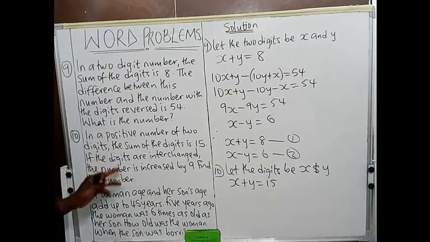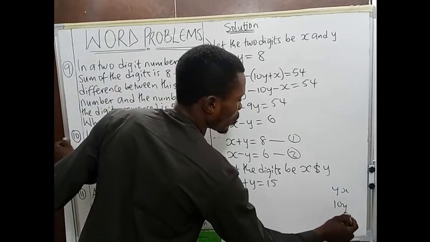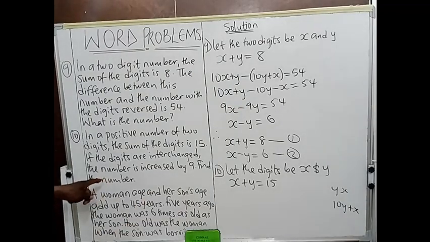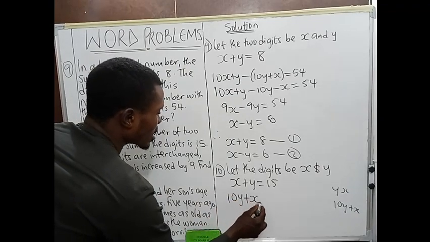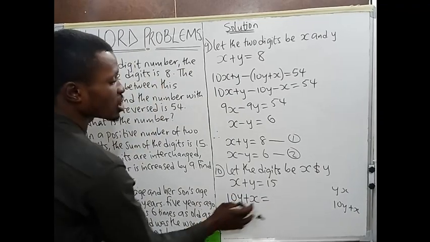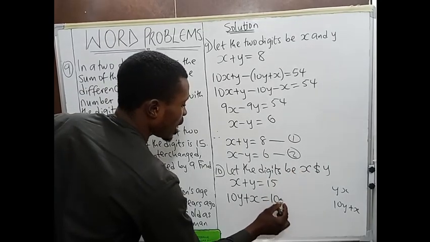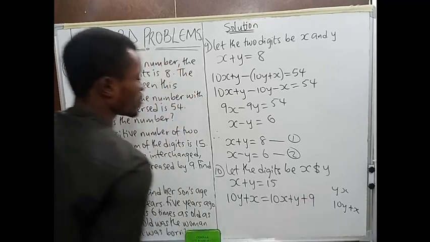Next, we're told that if the digits are interchanged, that is, if it becomes yx, then the number will be 10y plus x. If the digits are interchanged, the number is increased by 9. So you have 10y plus x. If they are interchanged, then the number, which is 10x plus y, is increased by 9.